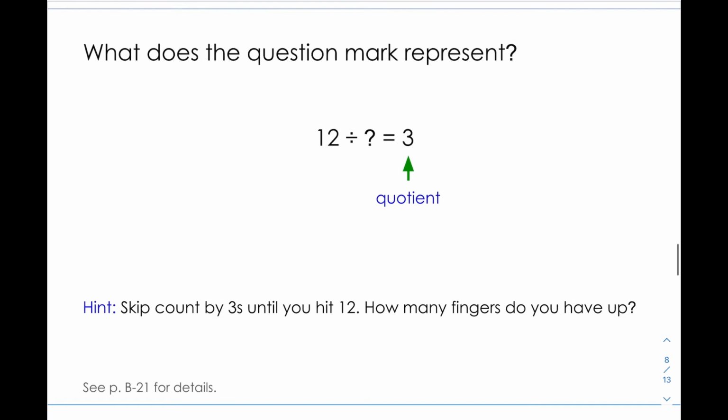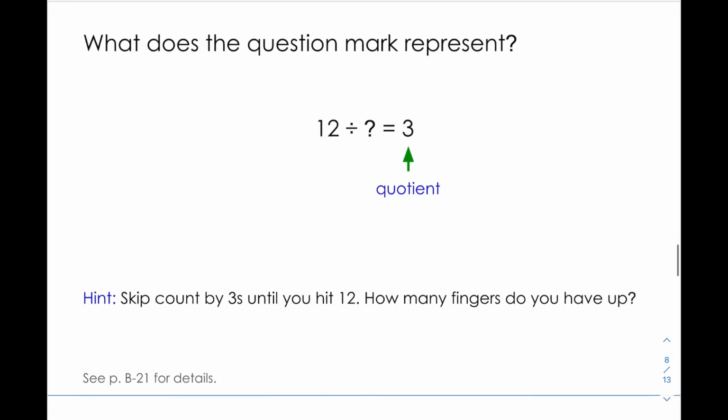What does the question mark represent? So we call that the divisor. 12 divided by what is 3? And the answer is 4. 12 divided by 4 is 3.